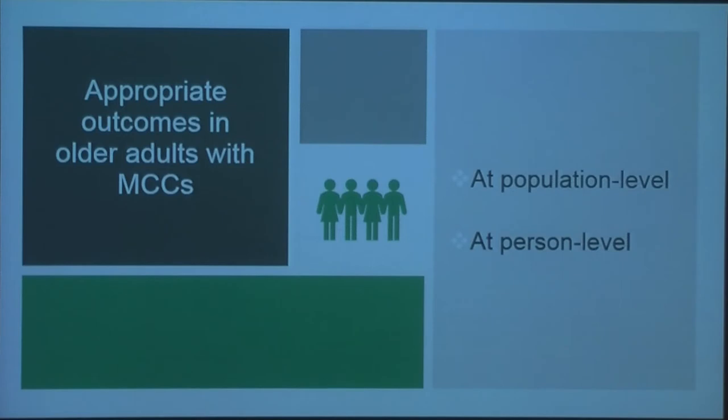So appropriate outcomes, I would say we want to think about it both at the population level and at the personal level. There was a lot of discussion previously that people vary, and we really need to think about the person level, which is not something that happens in research very much, but I think it's the only answer to the heterogeneity of this population.